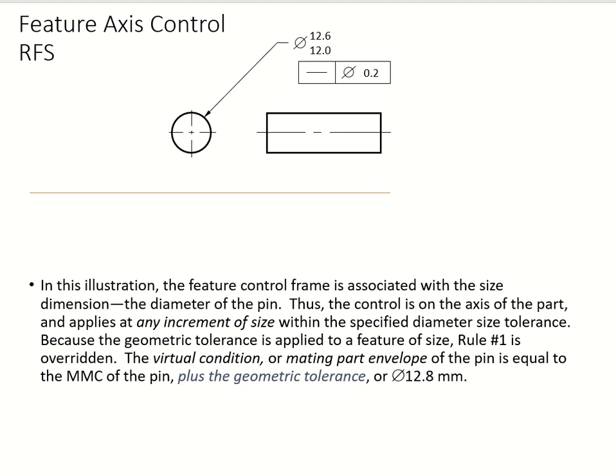We can also calculate the virtual condition because you have all the numbers here. So if you calculate it, the mating part envelope of that pin is equal to the max MMC of the pin, and you're going to add 0.2 to it, so you will have 12.6 plus 0.2 is 12.8 millimeter.